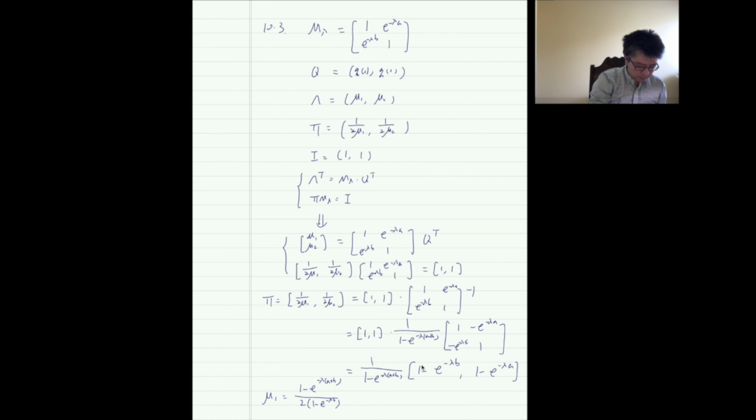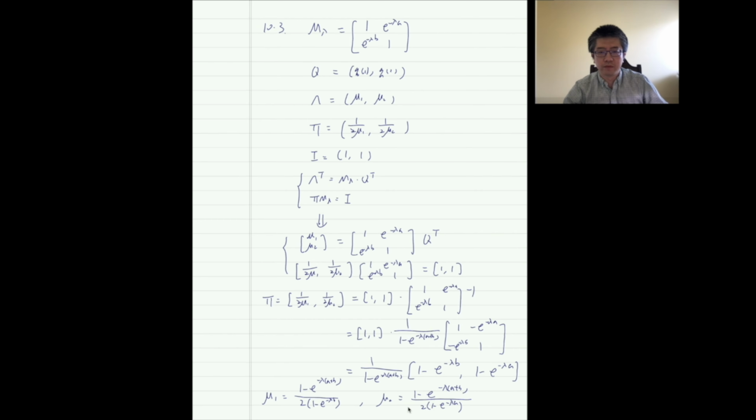Okay, and similarly we can obtain mu2. Very good. So this is mu1, mu2. Given mu1 and mu2, the next step is to compute q. Basically, now we plug everything into this equation.